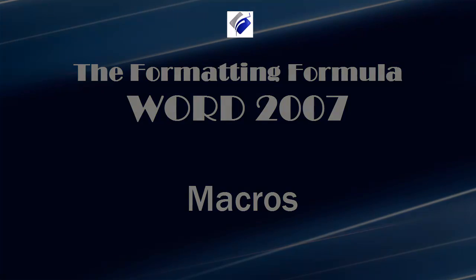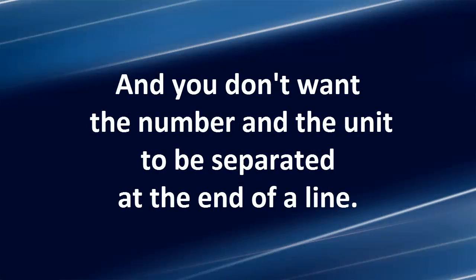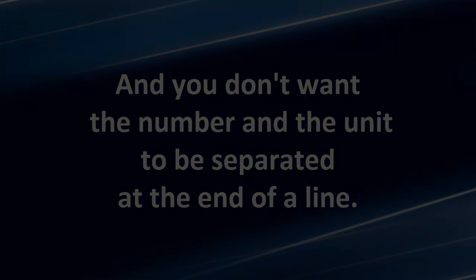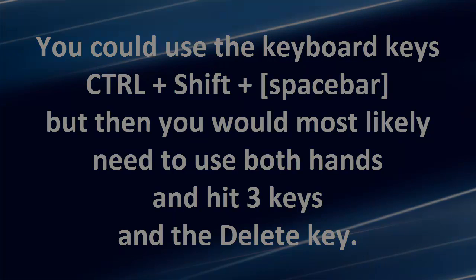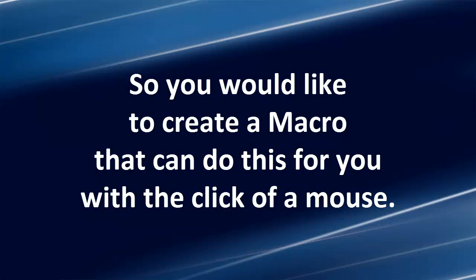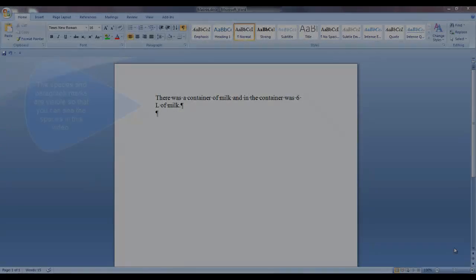Here's the scenario. You have a document in which you have several numbers and units of measure, such as 6 liters. And you don't want the number and the unit to be separated at the end of a line. You could use the keyboard keys, Control-Shift-Spacebar, but then you would most likely need to use both hands and hit 3 keys and the delete key. So you would like to create a macro that can do this for you with a click of a mouse. Watch this video to learn how.